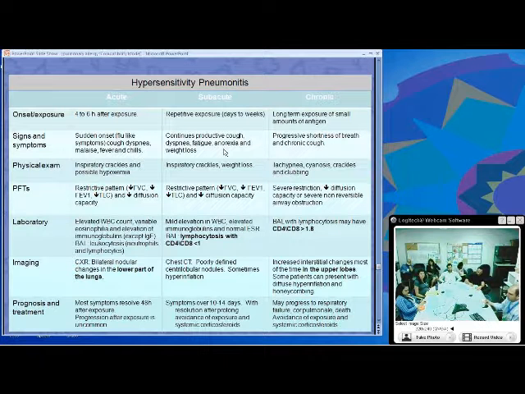But they have more chronic problems. So they have anorexia, they have weight loss, they have dry cough. They also have crackles and a restrictive pattern. And here the difference is that in the bronchoscopy, the ratio is going to be decreased at this phase. In this one, it's not, because it's mainly like an acute inflammatory process with leukocytosis.